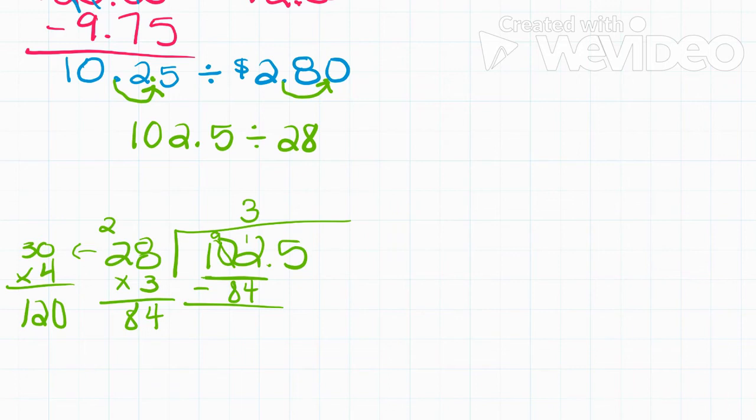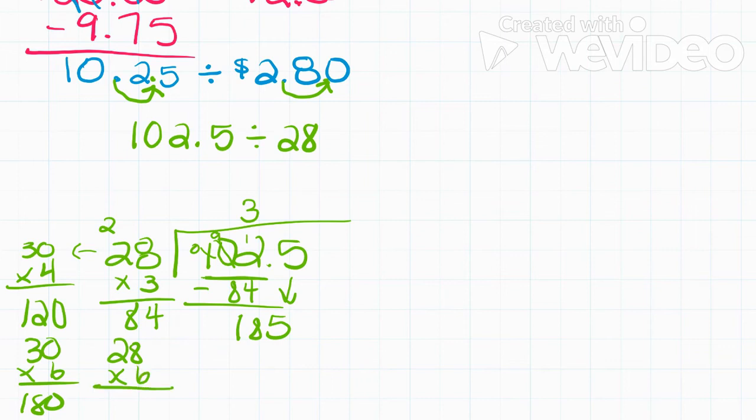9, 8. Oops, because I borrowed 1. 28 can't go into 18, so let's bring down our 5. How many times can 28 go into 185? Well, 30 times 6 is 180, so let's try 28 times 6. 168. Don't forget to put your decimal in the quotient, since it's already in the dividend.